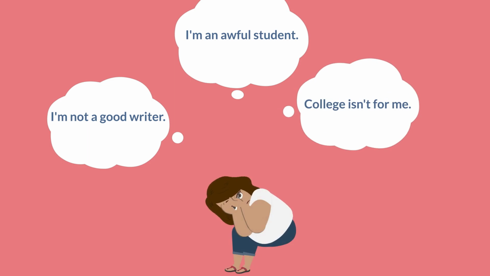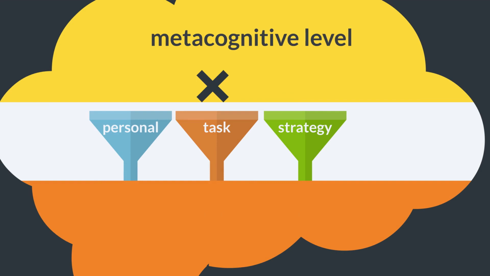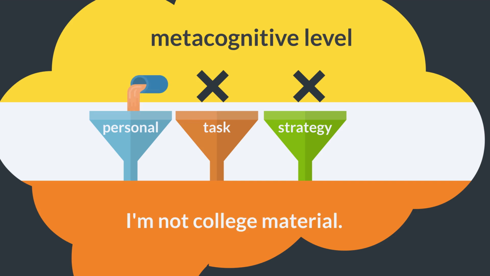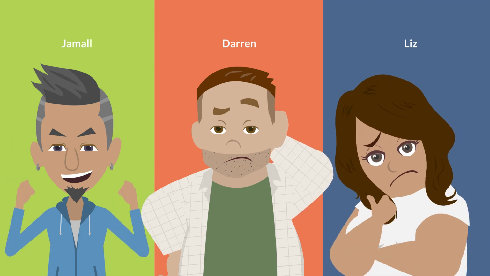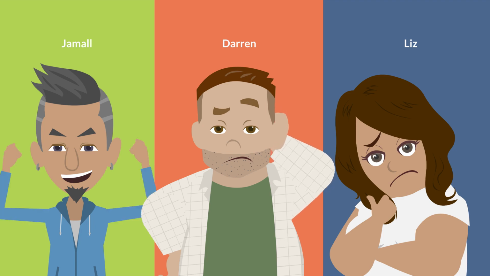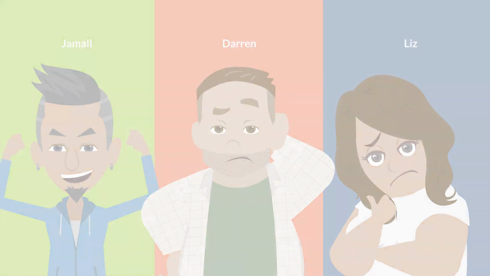Liz believes her poor writing skills are an indicator that she is not cut out for college. Because she does not see her writing struggles as a task characteristic, I am not good at writing, or a strategy characteristic, I lack a specific writing strategy or skill, she attributes her lack of success to a personal characteristic: I am not cut out for college. It's important to remember that while Jamal, Darren, and Liz are making cognitive level conscious decisions, they are not aware of the metacognitive knowledge that is informing their decisions.